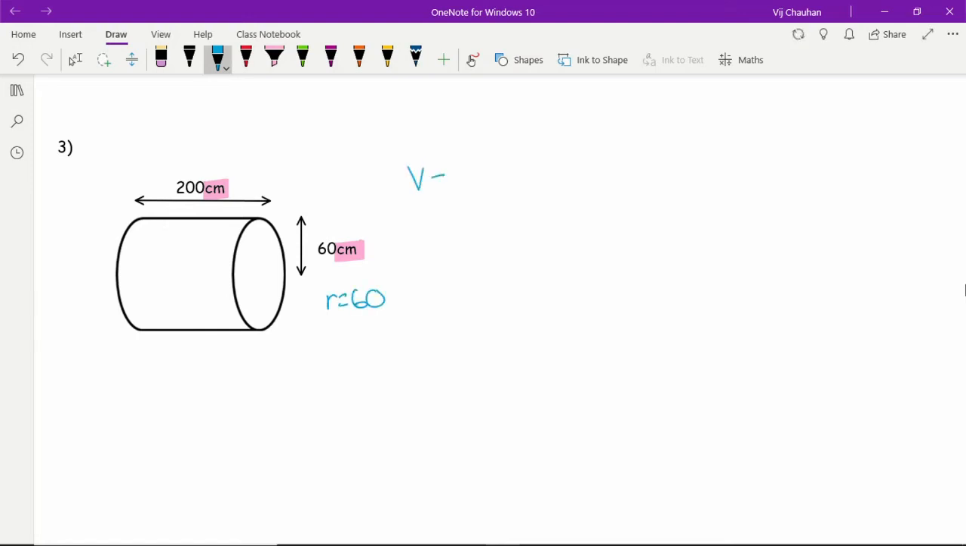So all I need to do is go straight into working out the volume. I'm going to do pi times the radius squared, which is 60 squared, and multiply that by the length, which is 200. In this case, you might expect your answer to be quite a big number, simply because you're going to be multiplying 60 squared by 200.